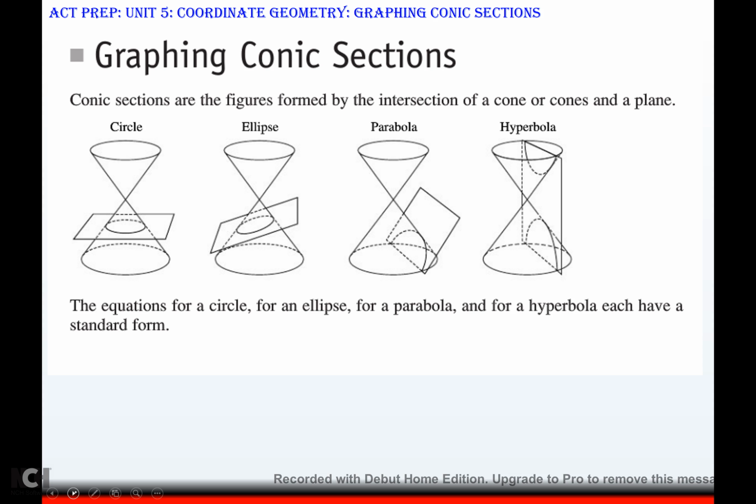Conic sections are the figures formed by the intersection of a cone or cones and a plane. The equation for a circle, an ellipse, a parabola, and a hyperbola each have a standard form. Here's your circle, there's your ellipse, there's your parabola, and there's your hyperbola. Okay?